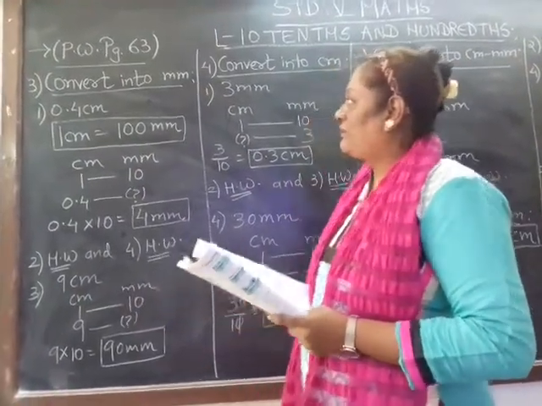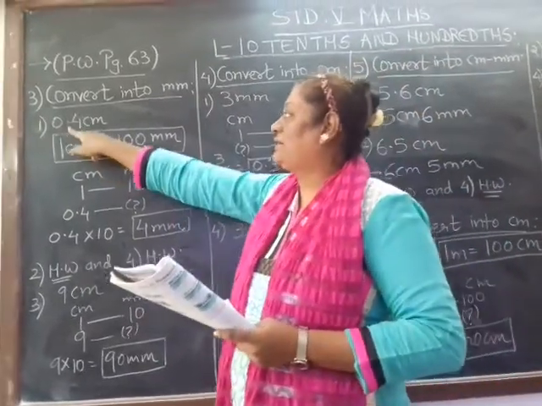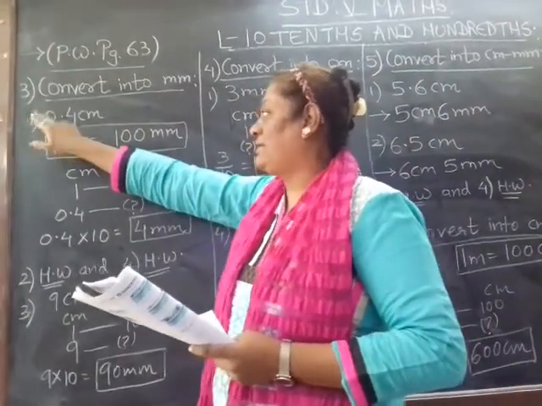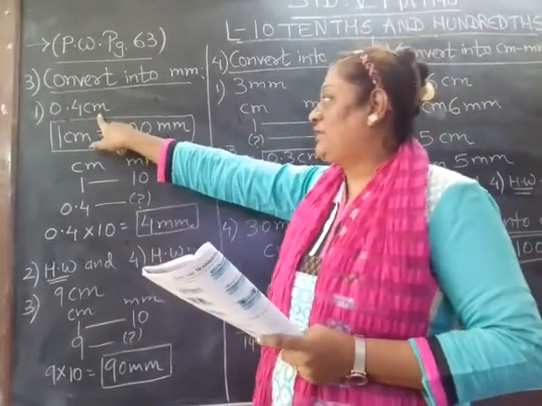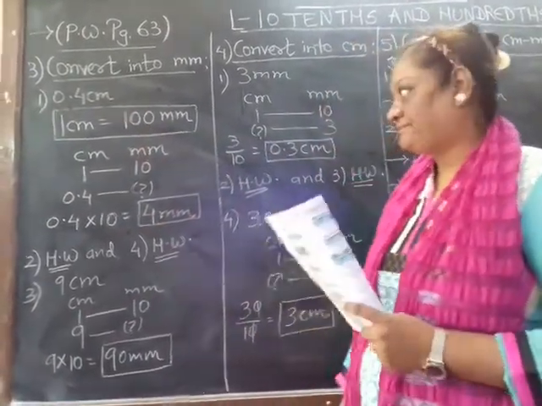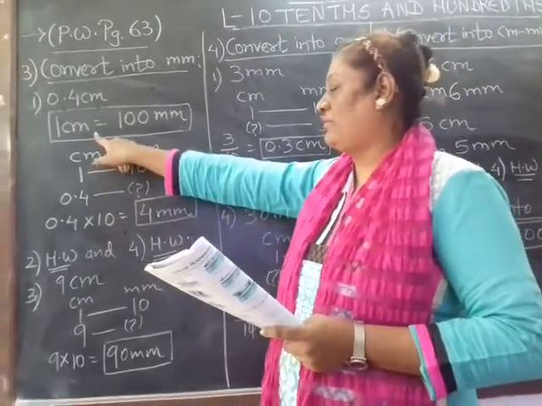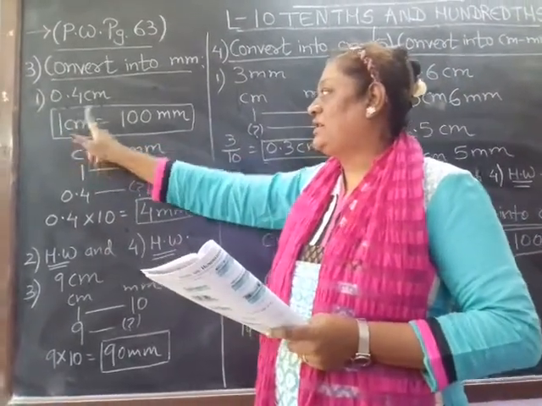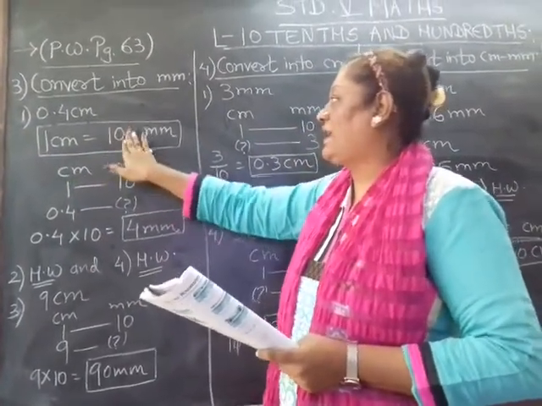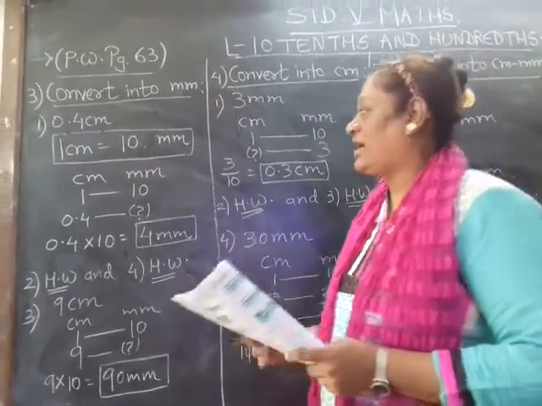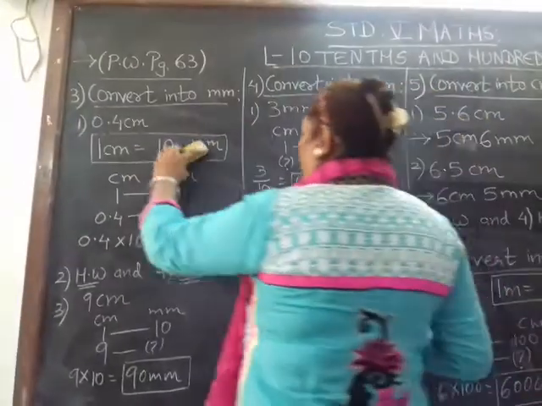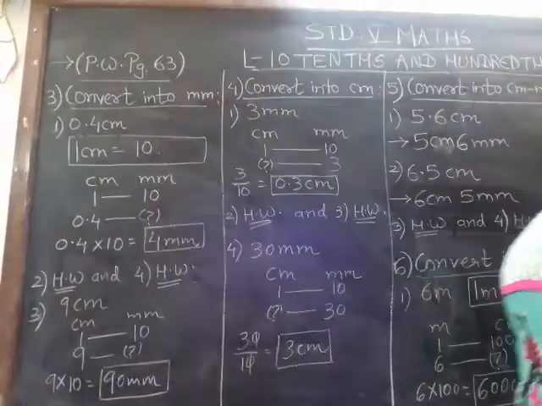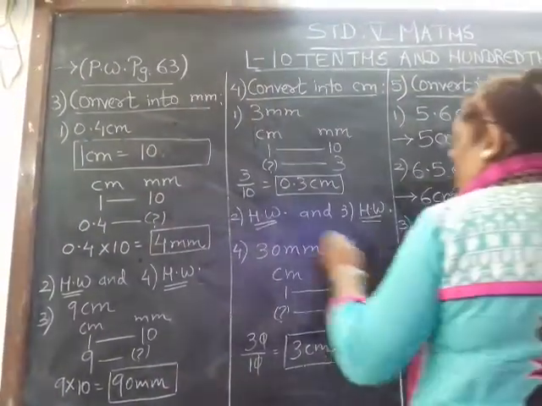So the question is convert into millimeter, and the given sum is 0.4 centimeter. Now centimeter unit is bigger than millimeter. Here one thing more I want to tell. 1 centimeter is equal to 10 millimeter. Sorry, I have written here 100, but it is 10 millimeter. 1 centimeter makes 10 millimeter.